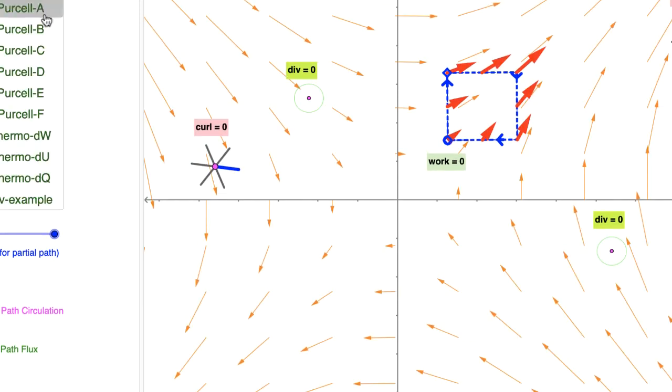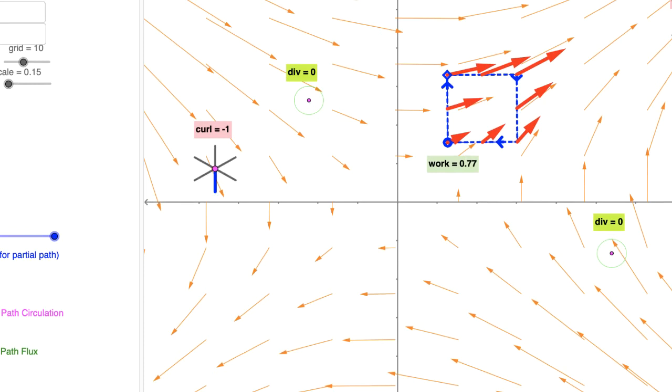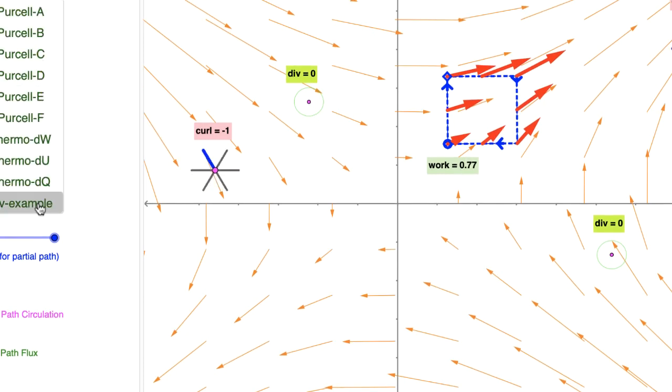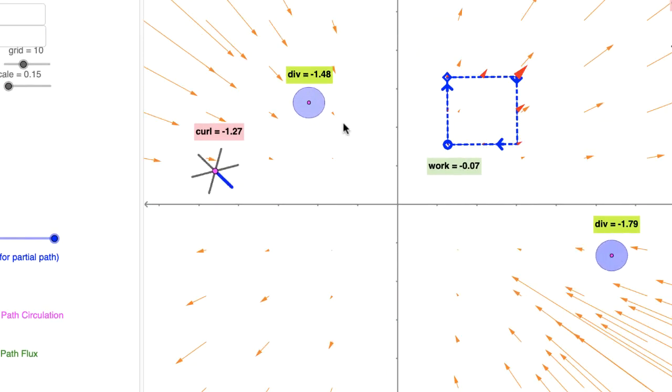Then you could have something more interesting. There are a couple of examples here. This one is cool. Now the first component of the vector field is this expression, and the second component is this expression. It's a way more complicated vector field, and you see that both the divergence and the curl depend on the point.